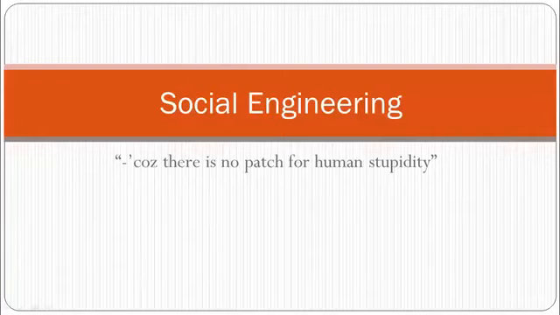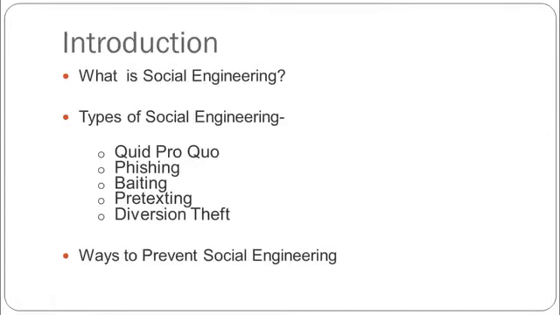So what exactly is social engineering? In this tutorial today, I will be taking you through what social engineering is, and the different types of social engineering. There are 5 different types: baiting, phishing, quid pro quo, pretexting, and diversion theft, which is normally conning people, and what the ways would be to prevent them. These are what I will be teaching you today.